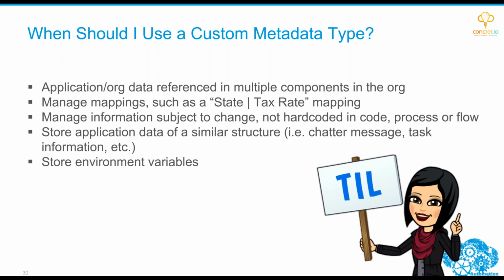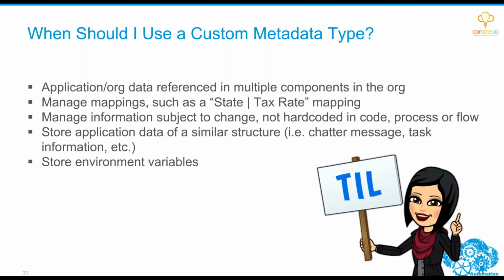When would you use a custom metadata type? If you have application or org information that is referenced in multiple components, whether they're config or code, it could be formulas, validation rules, process, flow, or code, and you want to maintain it once, not multiple times. You might have mapping, such as a state to tax rate mapping, or information, again, that's subject to change that you do not want hard-coded anywhere in code, process, flow, formula, what have you.